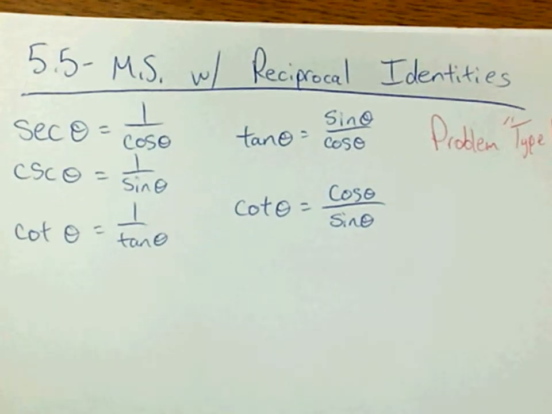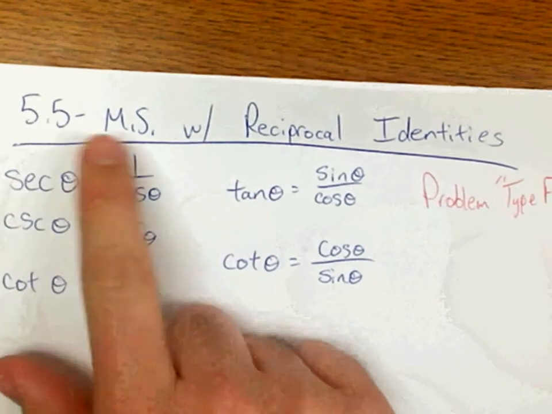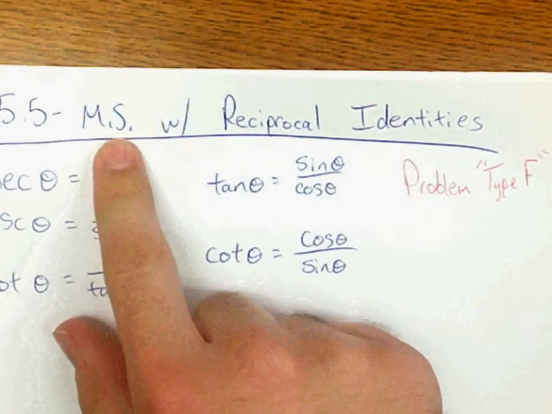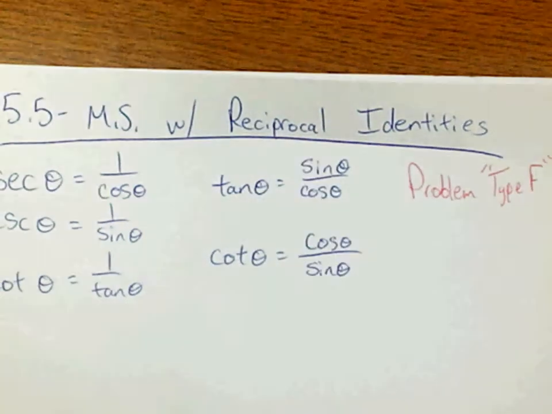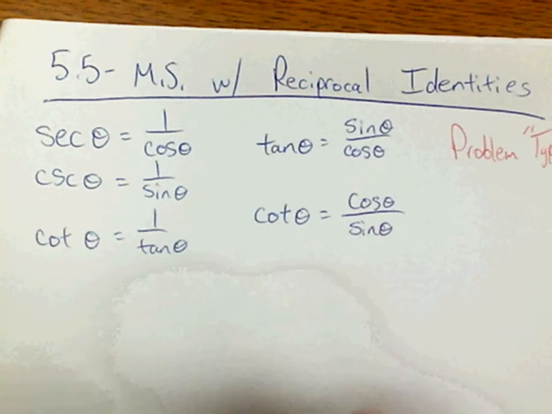Okay, this is going to be my final video for now. We are talking about problem type F from our review. That is objective 5.5, multi-step trig equations using the reciprocal identities to get rid of unlike terms. These are the 5 reciprocal identities.